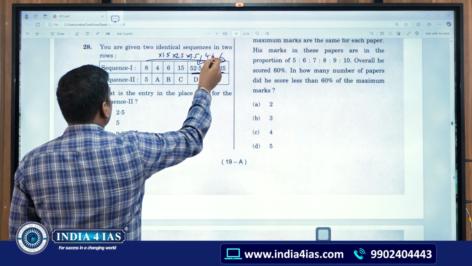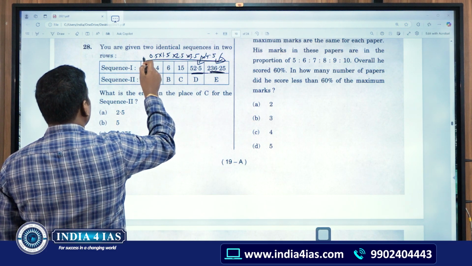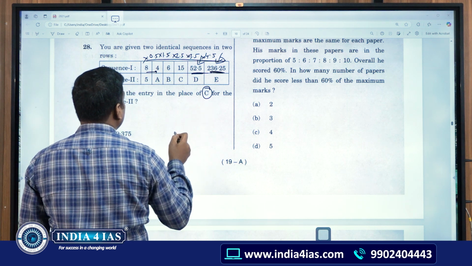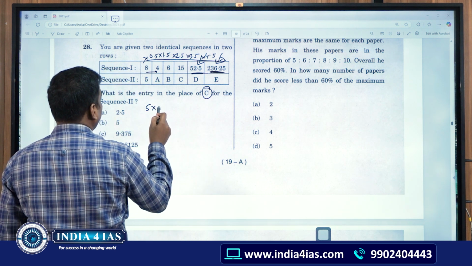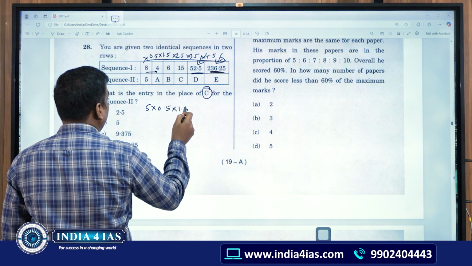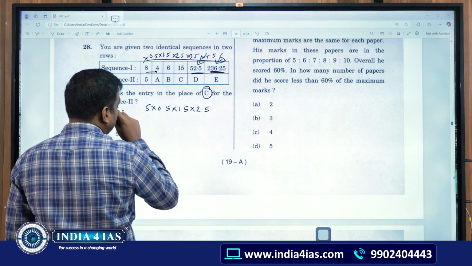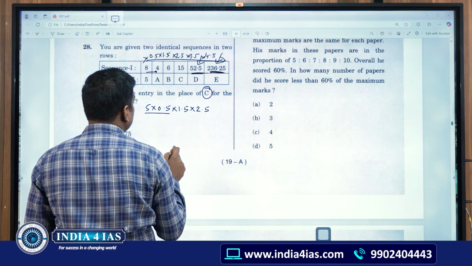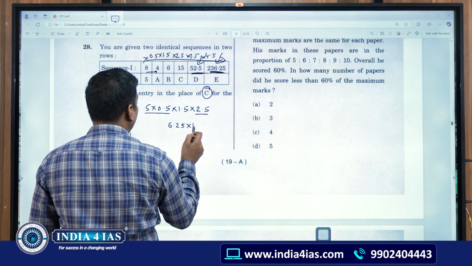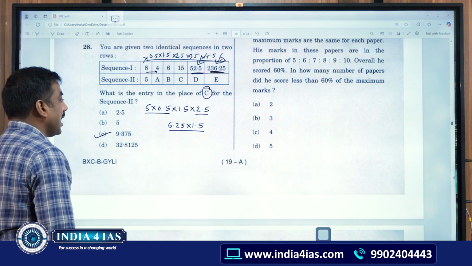Then comes 4.5. So like that, if you go back, this is 8 into 0.5, that is 1.5. So what do they want? We want C. So 5 into 0.5 is A. Then for that, if you multiply by 1.5, you will get B. For that, if you multiply by 2.5, you will get C. See here, 5 into 0.5 is 2.5. 2.5 into 2.5 is 6.25 into 1.5. So 6.25 into 1.5, if you do, it will be 9.375.